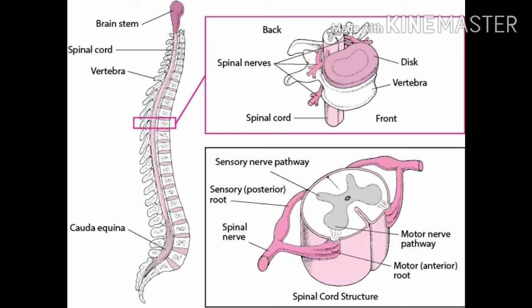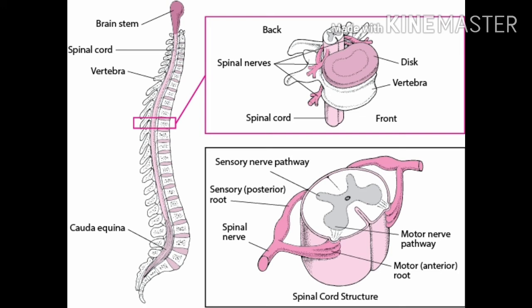In this picture you can see the spinal cord which is arising from the brain stem. It is protected by the vertebrae of the backbone. Inside it is present as a column or as a cord. The last end part of the spinal cord is known as cauda equina. If you take the section of the spinal cord, you can see the gray and white matter inside, which is present inside the spinal canal.